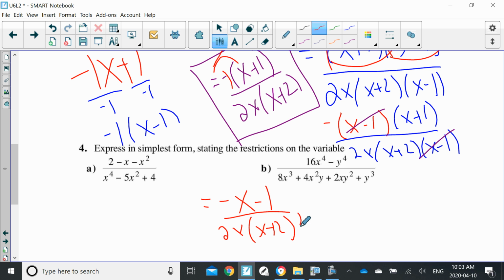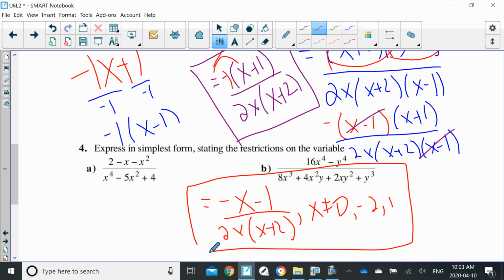And then they state the restrictions. X cannot be equal to 0, negative 2, and 1. So this is how your book answers it, redistributing back in that negative 1. I actually think my way is the more simplified answer because this numerator is then completely factored.